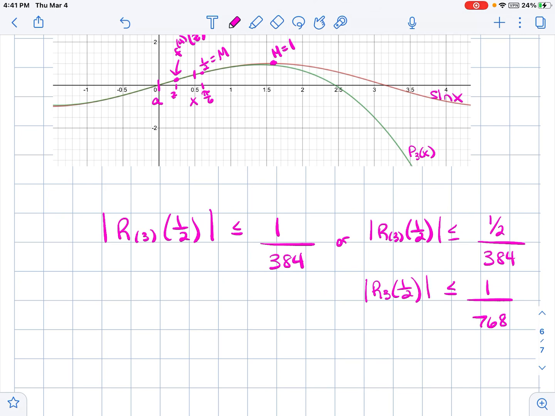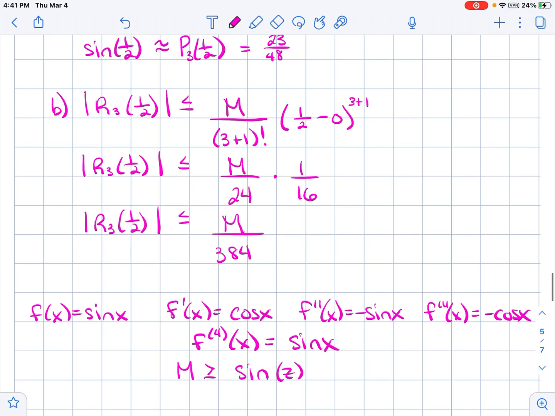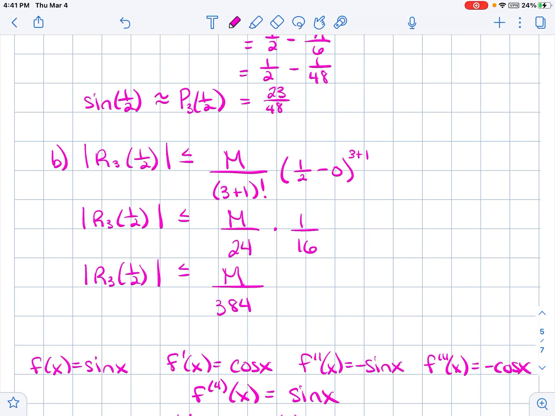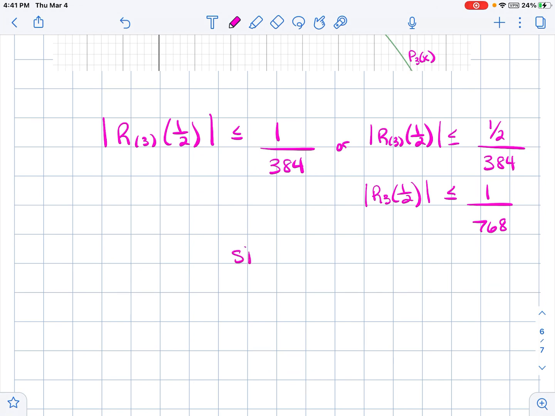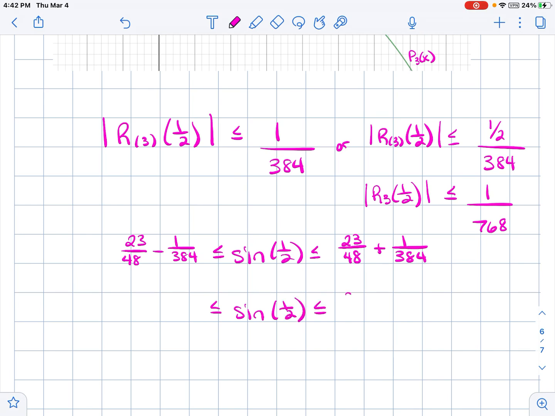So the estimate that we got in part A is 23 over 48. What this LaGrange remainder, or this error bound, is saying is that if we have the sine of 1/2, which is what we were trying to approximate, we know that this value of sine of 1/2 is somewhere between 23 over 48 plus 1 over 384 and 23 over 48 minus 1 over 384. This is the error bound. Or if we got a little more exact, if we chose 1/2 for m, it would be plus 1 over 768 or minus that.